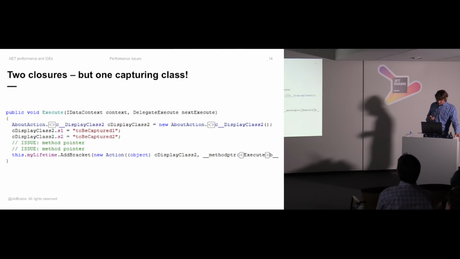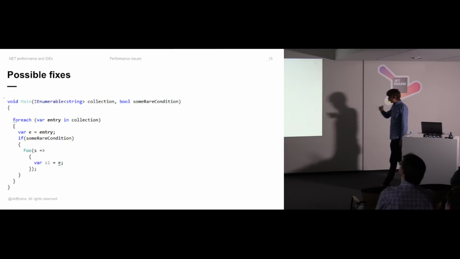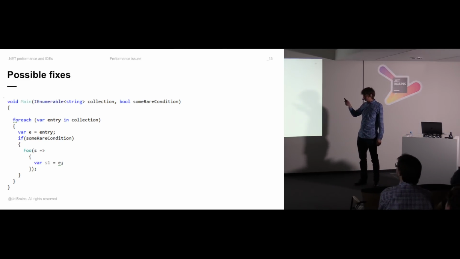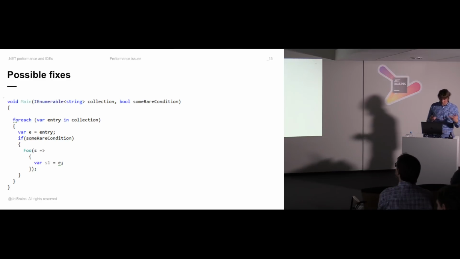How can we fix this? One of the easiest fixes is of course moving redundant allocations into if conditions. So for example, in this case I capture local variable e, but I can move it inside the if closure, and if I move it inside, e will be captured much more rarely, and in this case I will not allocate a bunch of memory.